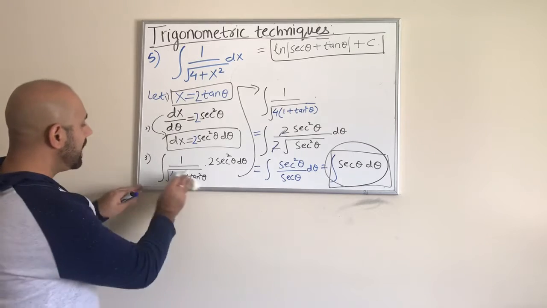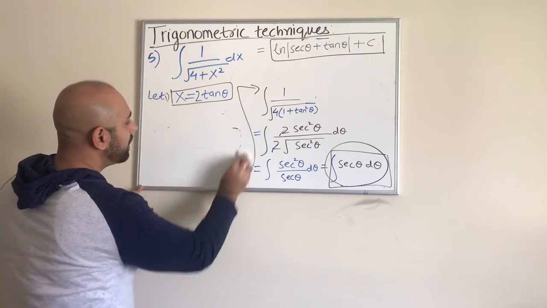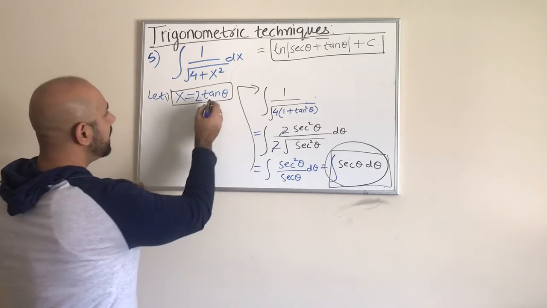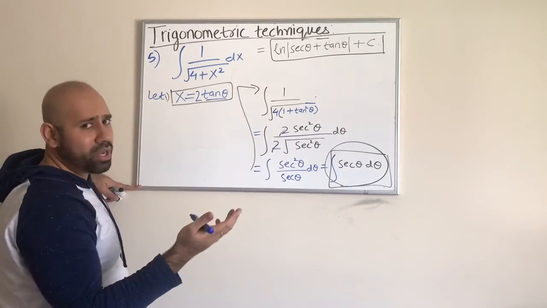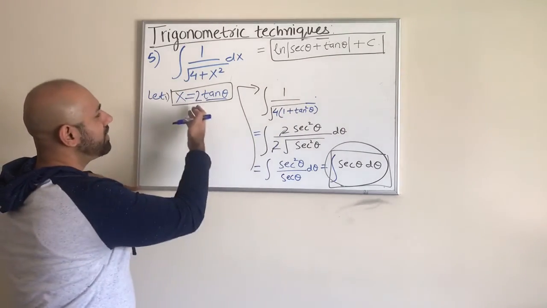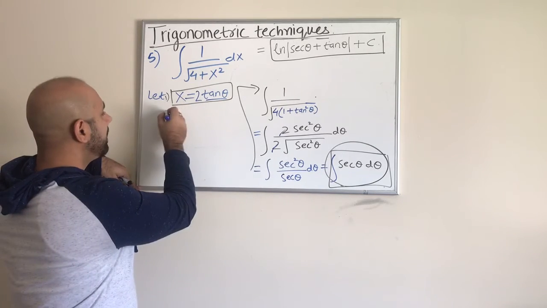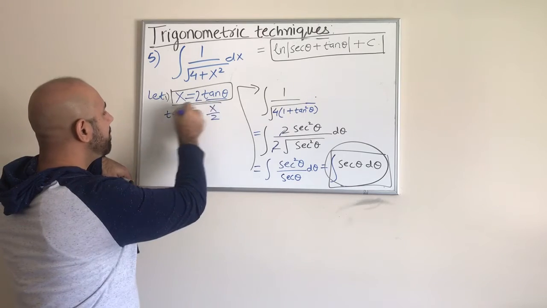So what I'm going to do is get rid of this, and we're going to work on getting it back in terms of x. The first thing that I need is tangent theta. I want tangent theta in terms of x. Not too difficult. All we have to do is divide both sides by 2 and we'll get tangent theta in terms of x. So tangent theta will be simply x over 2, just by dividing both sides by 2.